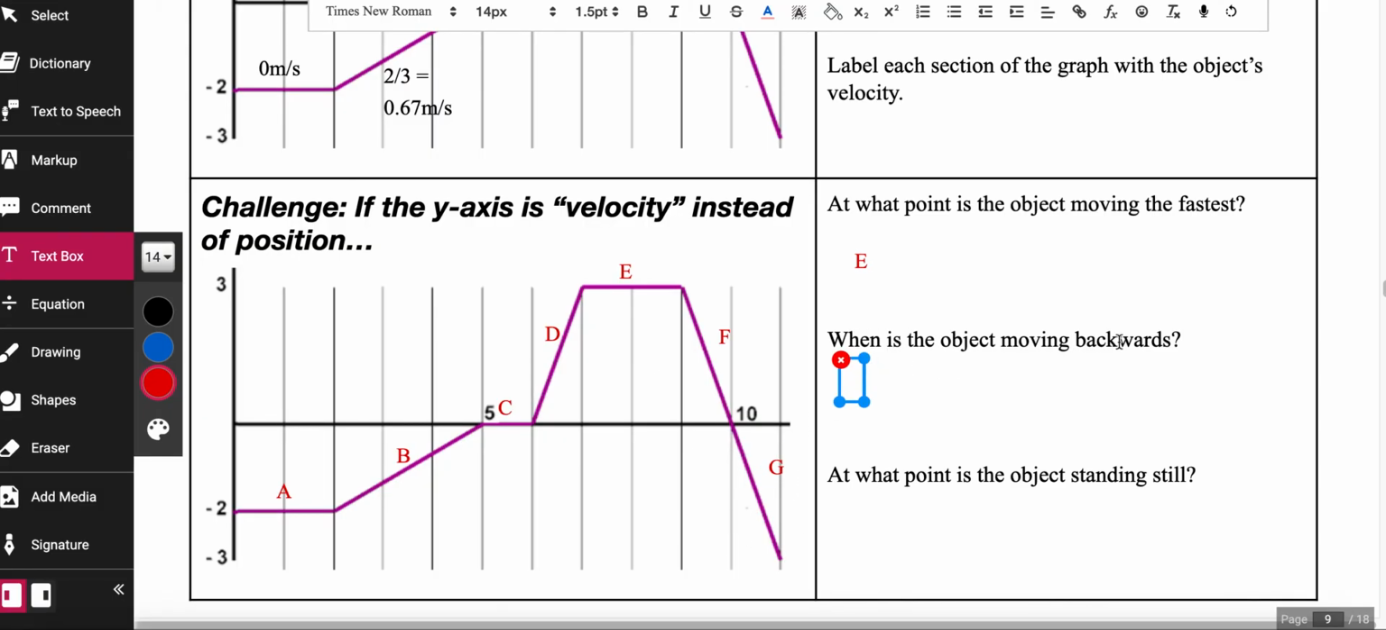Okay, so when is the object moving backward? So backward equals negative velocity. So where do we have negative velocity? We have negative velocity anywhere underneath the x-axis, just like we have negative position in a position time graph anywhere underneath the x-axis. So here we have negative velocity in A, B, and in G.